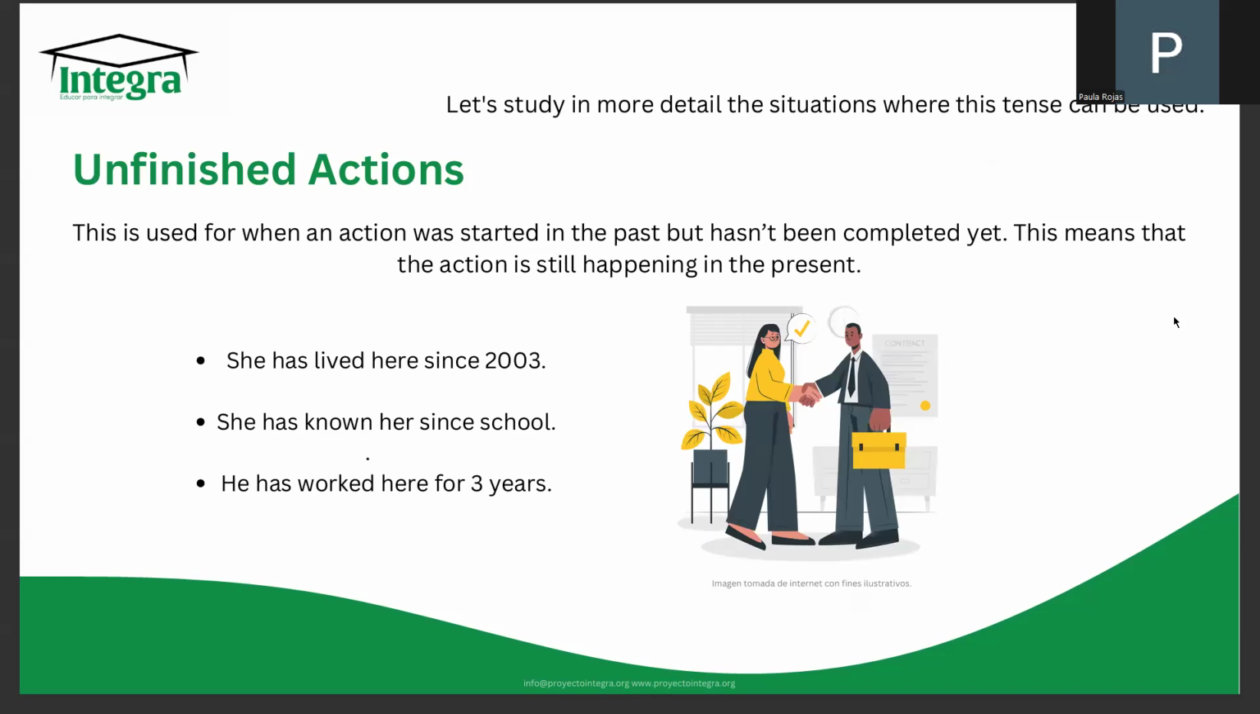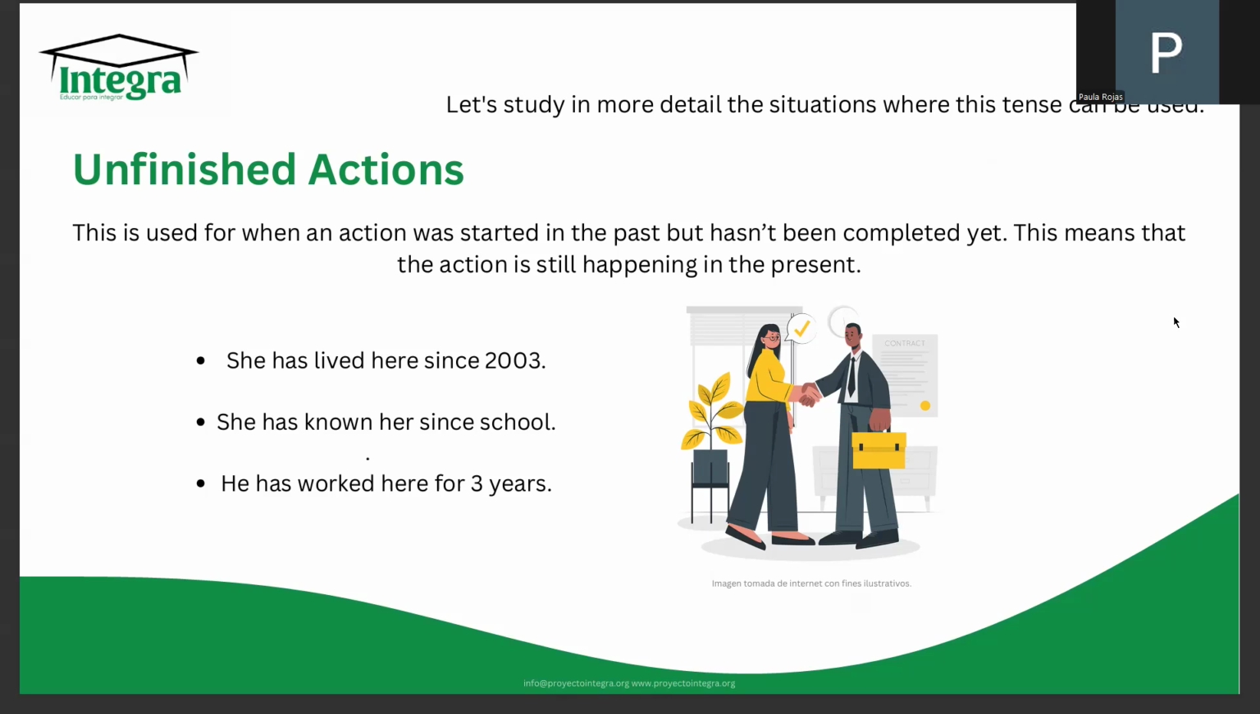Okay, so next thing. Let's see in what situations exactly we can use this tense. Ok, ya vimos al principio que se puede usar o que se usa para acciones que empezaron en el pasado y que tienen efecto en el presente o que siguen continuando, pero veamos más a fondo qué son este tipo de acciones exactamente, en qué específicos escenarios se pueden usar. First, we have unfinished actions, and this is used when an action was started in the past but hasn't been completed yet, meaning it's still happening in the present.